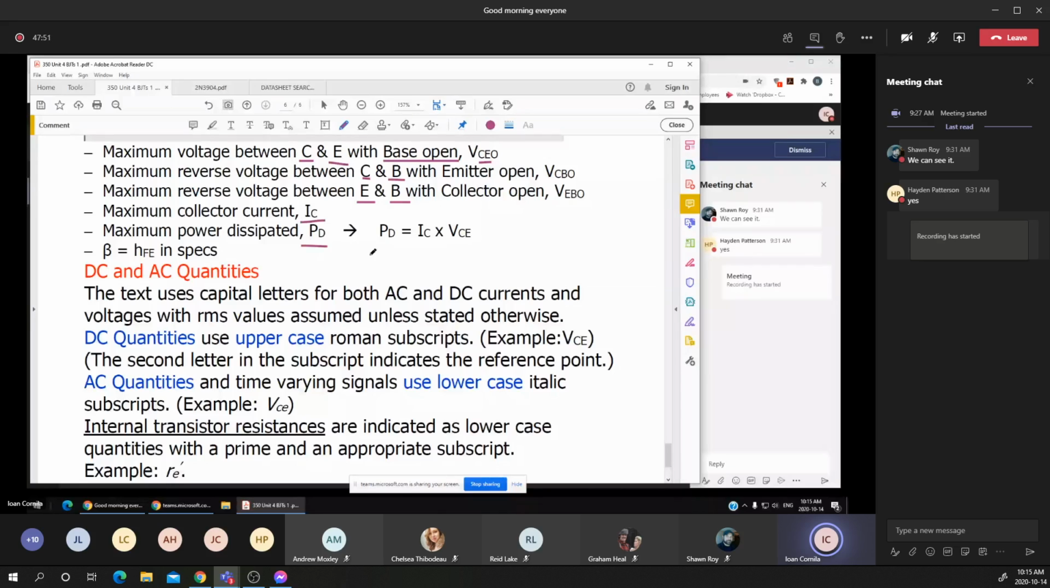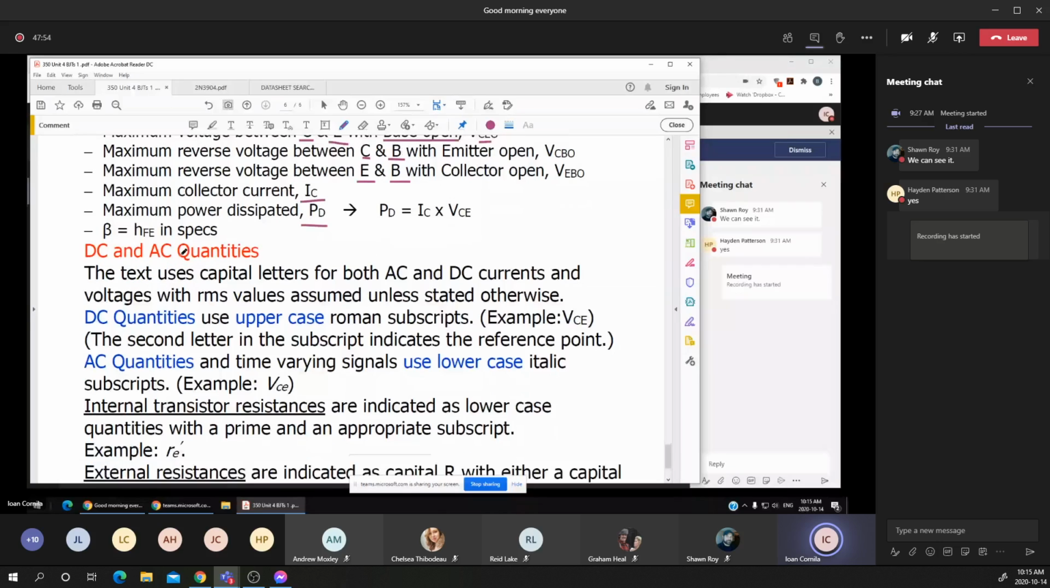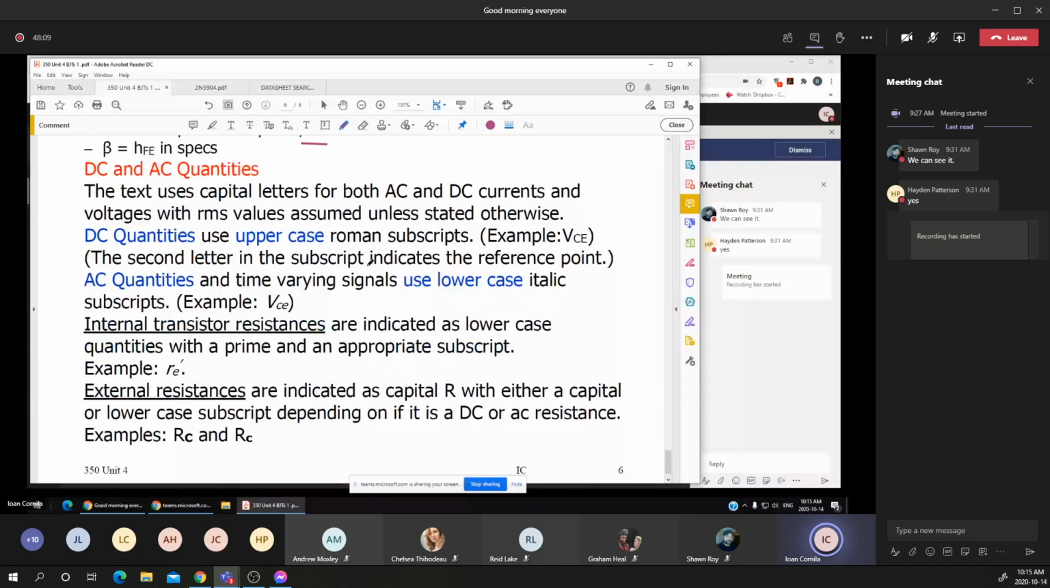Maximum dissipation. I mentioned that we may see beta, or beta DC, as the HFE. That's for the emitter in specs. That's another way of defining the beta DC.